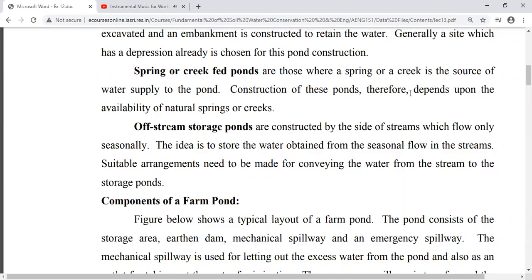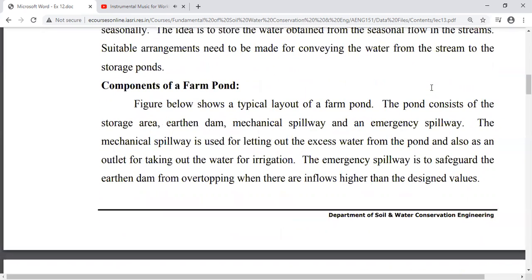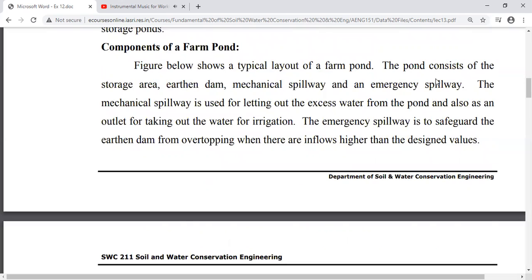What are the different components of farm ponds? The pond consists of the storage area, earthen dam, mechanical spillway, and emergency spillway. The mechanical spillway is used for letting out the excess water from the pond and also as an outlet for taking out the water for irrigation. The emergency spillway is to safeguard the earthen dam from overtopping when there are inflows higher than the design values.